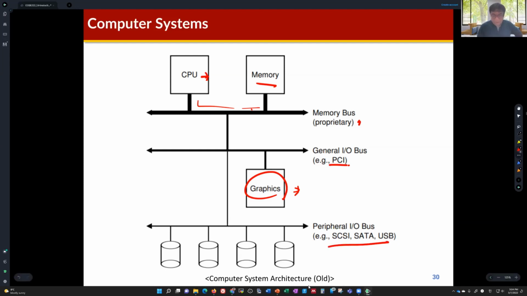Also, many I/O devices are very slow, so we don't need to use a very fast interconnection for these I/O devices. I mean, mice are very slow, keyboards are very slow compared to the GPUs or memory components. So for these slow I/O devices, we can use a slower bus, like peripheral I/O buses. So this is an abstracted view of the computer systems.